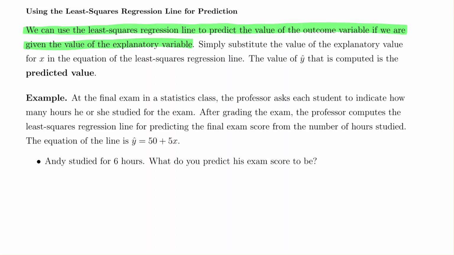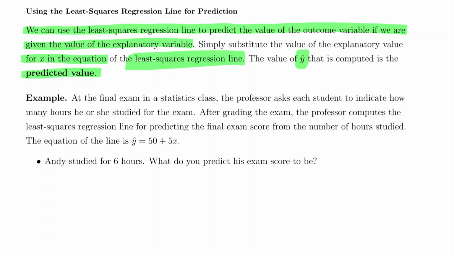How do you do this? You simply substitute the x value into the equation of the least squares regression line, and then the result, that y hat value, is the predicted y value. Now notice we say predicted y value because we are not sure that the least squares regression line models every data point perfectly, but it is a predicted estimated value based on the trend in the data.